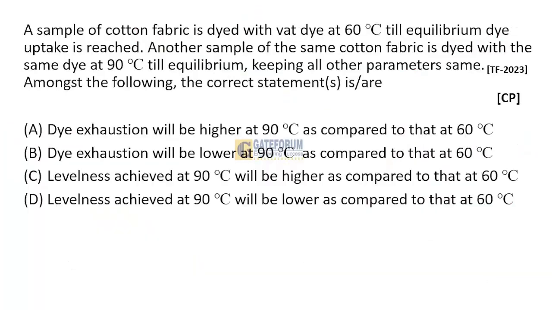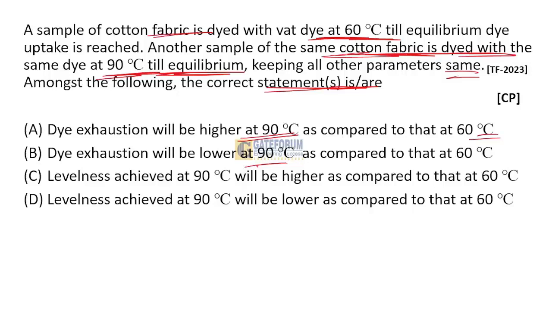Now coming to the next question, it is of chemical processing. It says that a sample of cotton fabric is dyed with wet dye at 60 degrees Celsius till equilibrium dye uptake is reached. Another sample of the same cotton fabric is dyed with the same dye at 90 degrees Celsius till equilibrium, keeping all other parameters same. Among the following, the correct statement is or are: the dye exhaustion at 90 degrees Celsius will be higher as compared to that of 60 degrees Celsius; dye exhaustion at 90 degrees Celsius will be lower as compared to that of 60 degrees Celsius; levelness at 90 degrees Celsius will be higher as compared to that of 60 degrees; and levelness at 90 degrees will be lower as compared to 60 degrees.